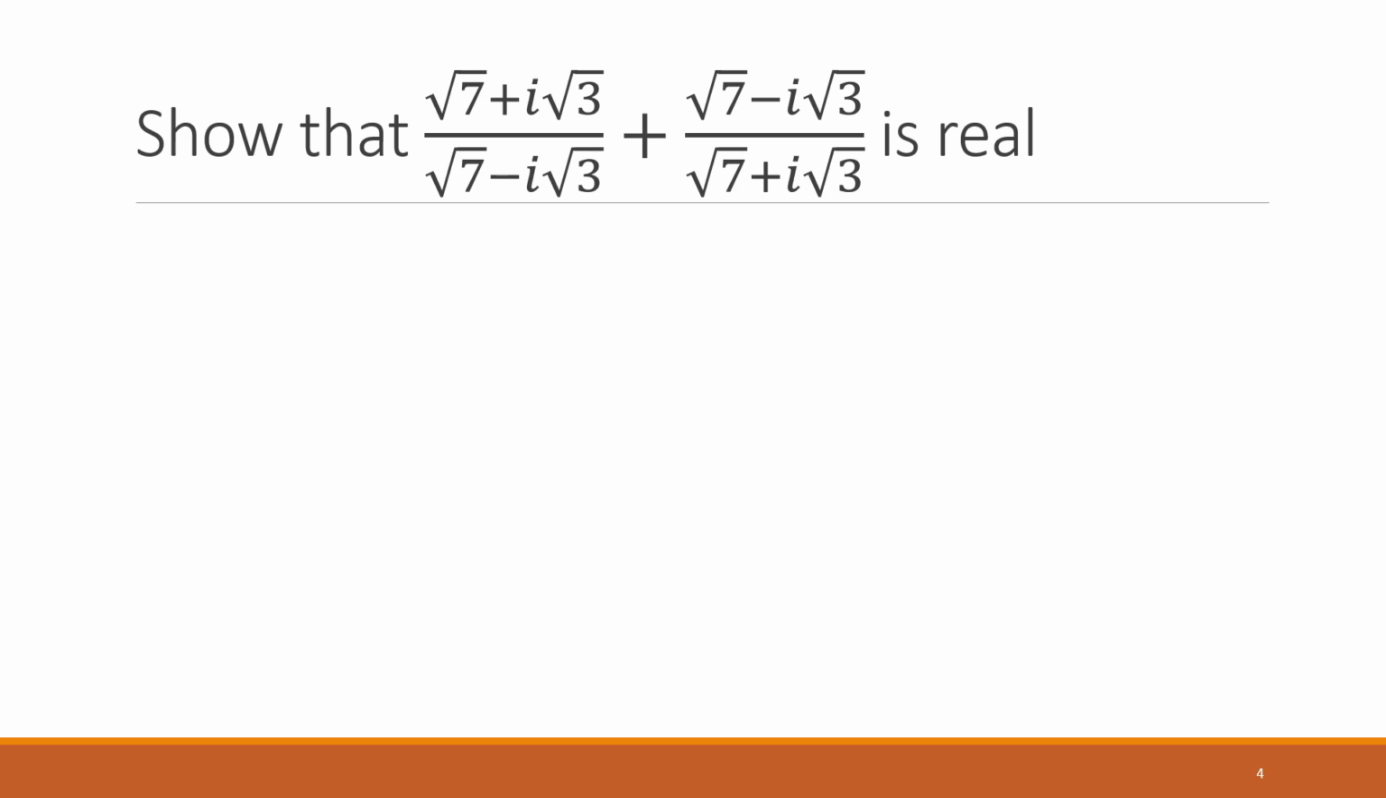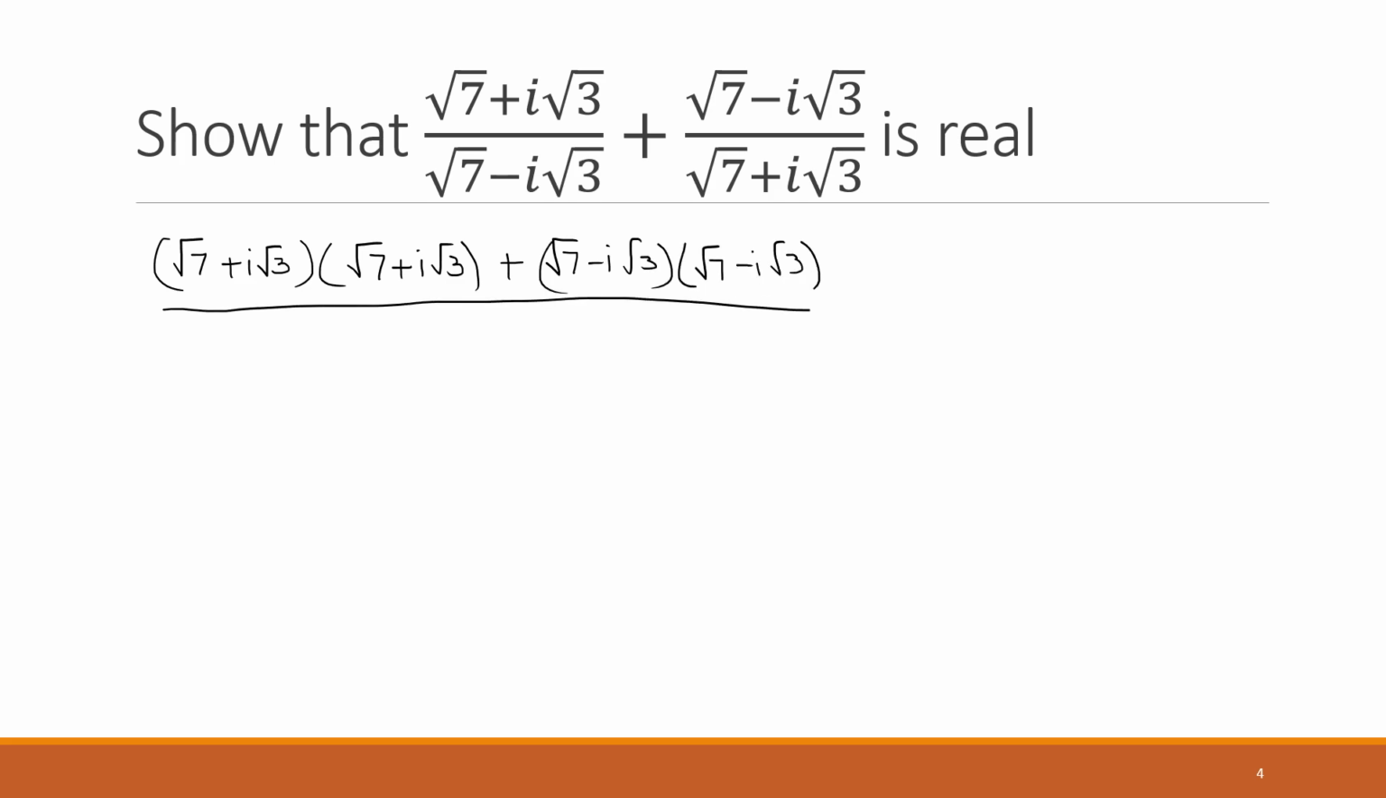Next, show that this particular expression is real. So what will we do? Simply I'll cross multiply. So it becomes (√7 + i√3)(√7 + i√3) + (√7 − i√3)(√7 − i√3). Now what will the denominator become? (a − b)(a + b). Correct? That is a² − b². Correct?